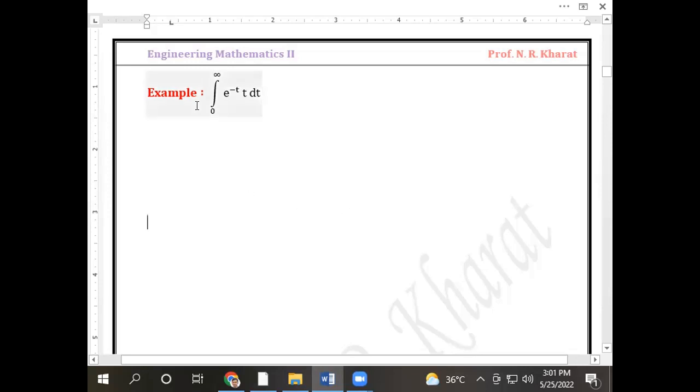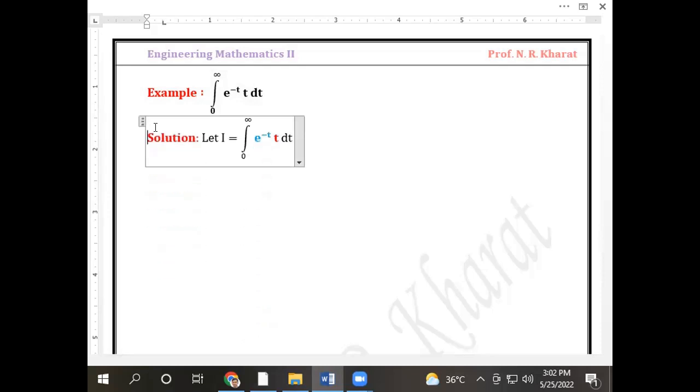As an example, a simple integration, e raised to minus t dt, is defined here. We have to find a solution. First, we denote the given integration equal to I, and we can find the solution of such an integration by using integration by parts, or the generalized theorem of integration. One function is exponential and another function is algebraic.